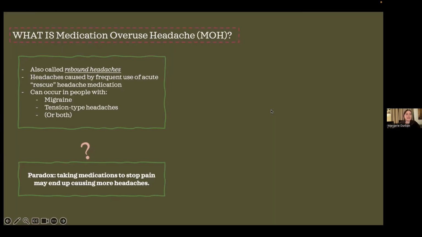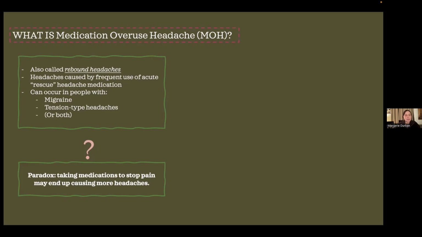Here we go. So first, we can start off with a basic question so we're all on the same page. What exactly is medication overuse headache? Sometimes you'll hear it referred to as rebound headaches. I've heard some clinicians refer to it as drug-induced headaches. Basically, the overall picture of these headaches is that they're headaches that are caused by frequent use of an acute, sometimes called a rescue, headache medication.